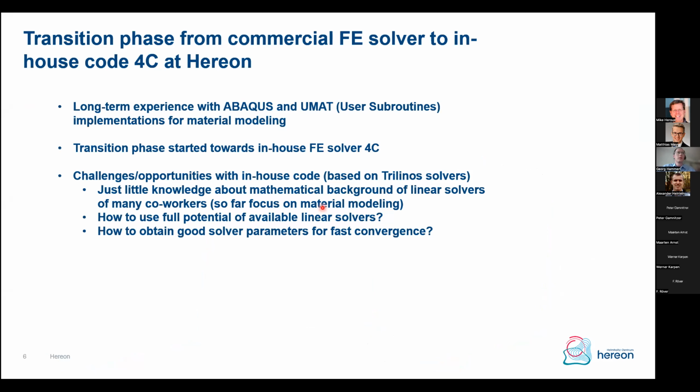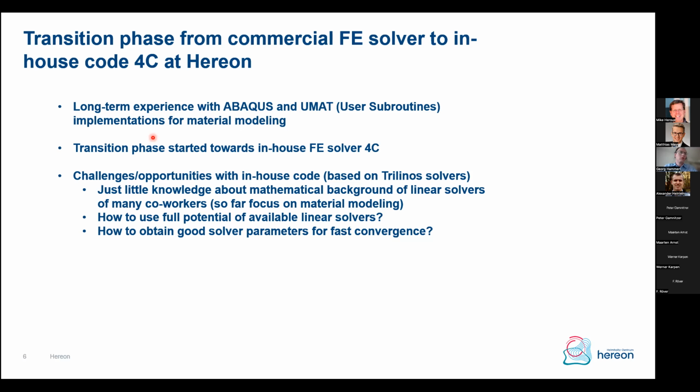So in the past, Abaqus was used at the Institute for a really long time. UMAT user subroutines were written, and there's really a lot of experience with these implementations, and they worked very well. And now we started a transition phase towards our in-house FE solver. The head of our institute brought with him an in-house code that was developed at the University of Munich in the past. We follow up these developments, and we're allowed to use it.